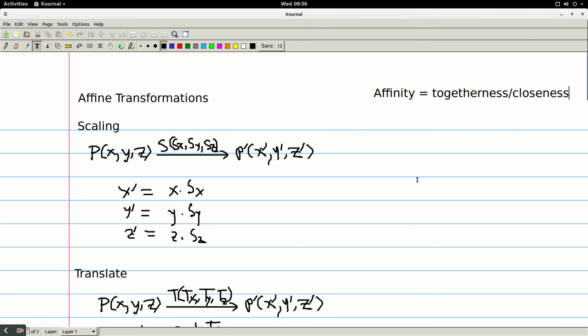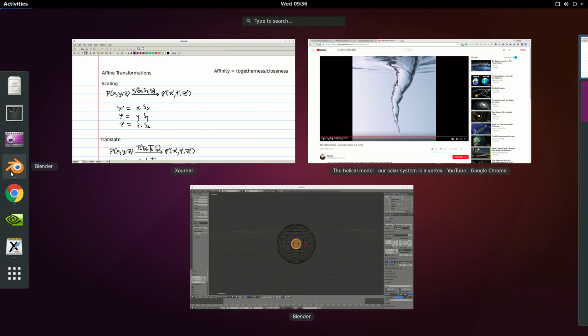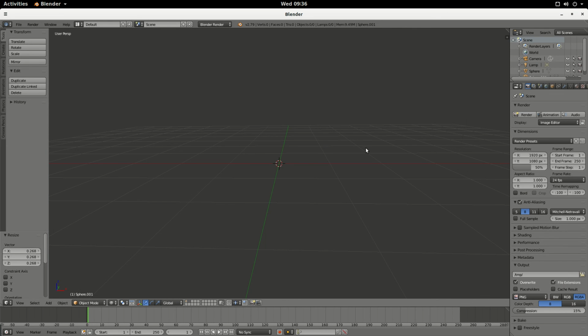Affinity means togetherness or being close to one another. So when you look at these affine transformations, did I already lose my Blender file? Yeah. Okay, all right. Let me leave this here.